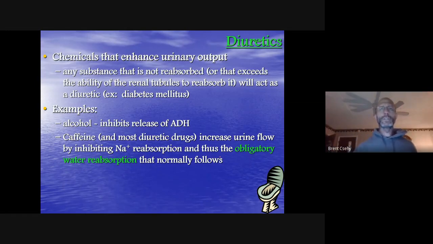So there's this term called a diuretic. You may have heard of that. People who want to lose weight, one of the simplest ways to do it is by taking diuretics, things that actually make you lose water, pee more. So it's any chemical that enhances urinary output. Anything can act as that.